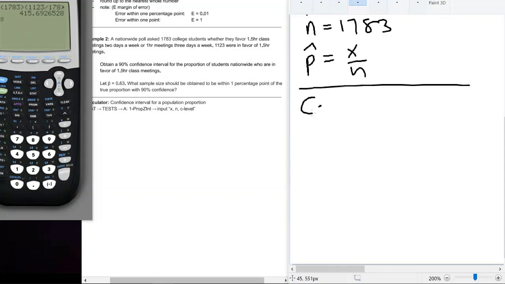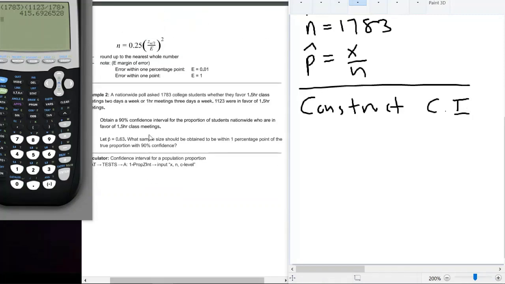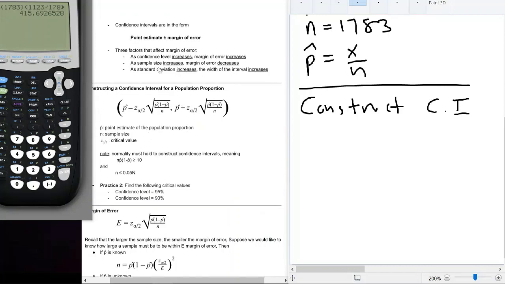Construct the confidence interval. Okay, now we need to construct the actual confidence interval. So the confidence interval is this formula right here. Okay, and notice we do need a few things. First, we need p hat.